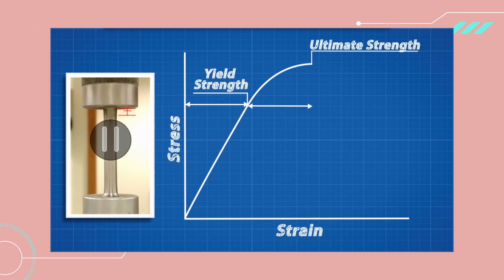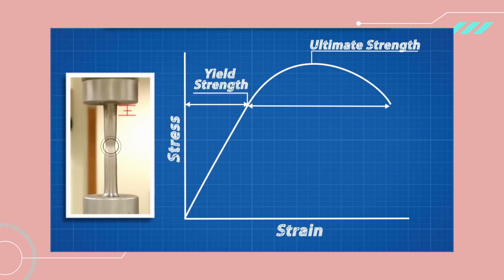The stress continues to rise until it hits the ultimate tensile stress point. This is the ultimate strength of the material, the most stress it can handle. From here, less stress is needed as the material begins to decrease in cross-section, which you can see happening here. This is called necking. This continues until the material fractures.